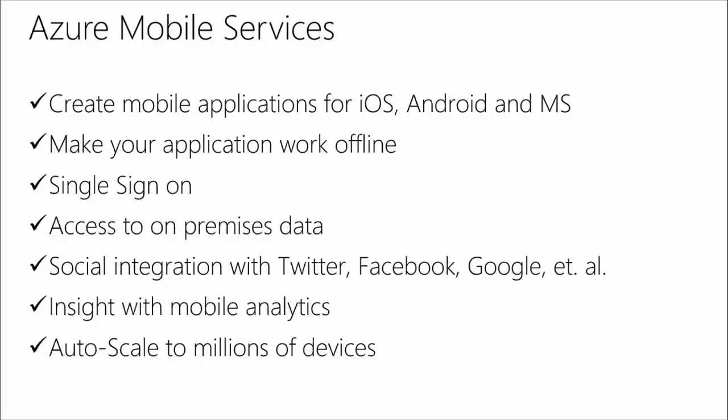So what are mobile services? Well, first, mobile services allow you to create applications for all devices, for iOS, Android, and Microsoft. And they make your application work offline. You can use single sign-on. You can have access to on-premises data. They're good for integration with different types of social media. And they provide analytics. So all of these things are involved in the umbrella that we call mobile services.